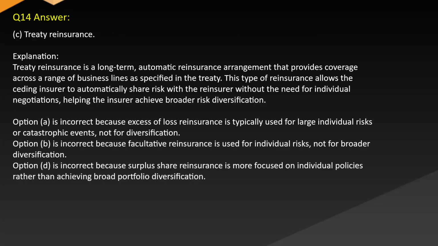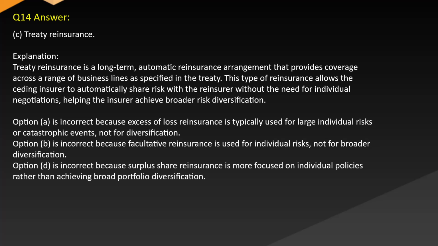Answer: C. Treaty reinsurance. Explanation: treaty reinsurance is a long-term automatic reinsurance arrangement that provides coverage across a range of business lines as specified in the treaty. This type of reinsurance allows the ceding insurer to automatically share risk with the reinsurer without the need for individual negotiations, helping the insurer achieve broader risk diversification.